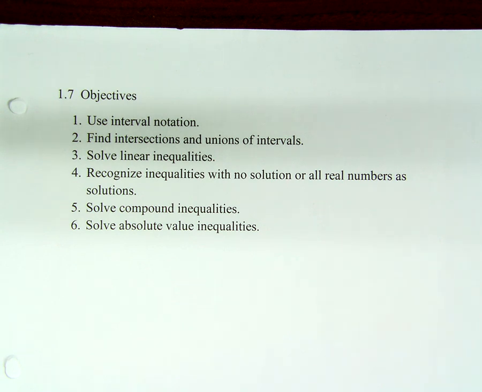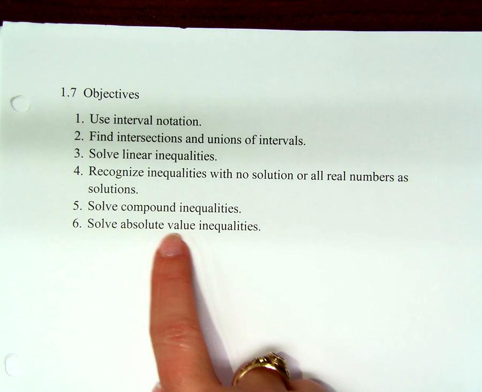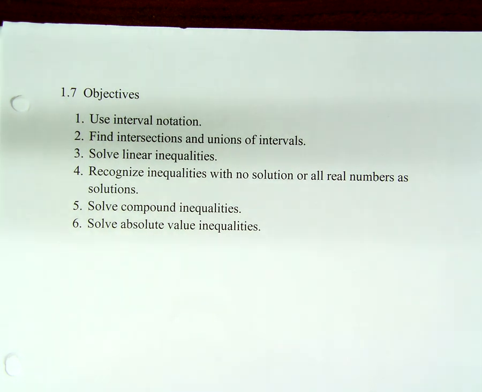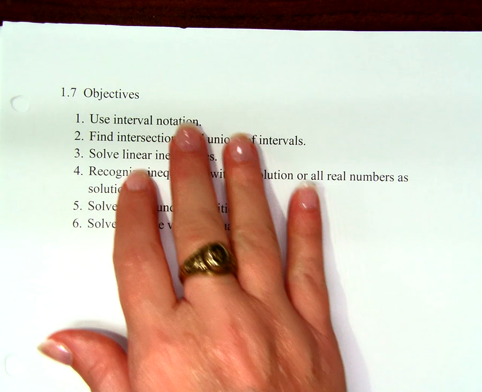So, objectives for 1.7. Use interval notation. Find intersections and unions of intervals. Solve linear inequalities. Recognize inequalities with no solutions or all real numbers as solutions. Solve compound inequalities and solve absolute value inequalities. We alluded to this a little bit yesterday, and we'll really talk about that today. Okay? But let's start at the beginning.